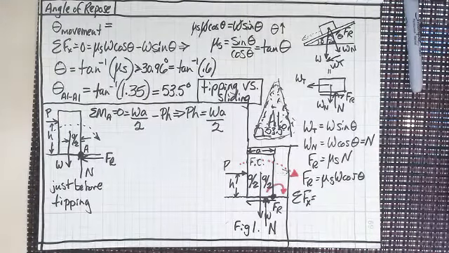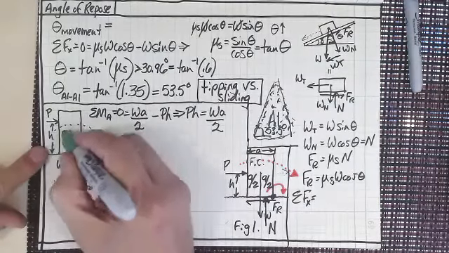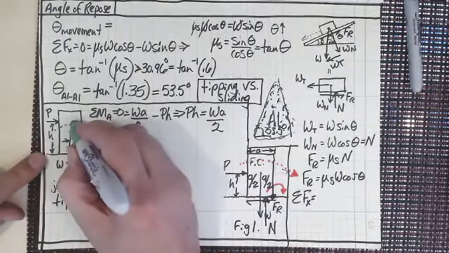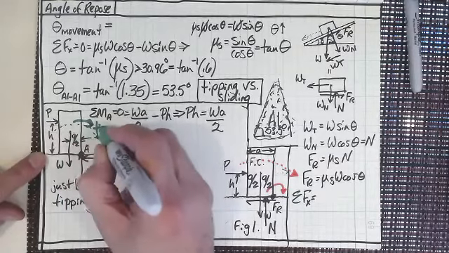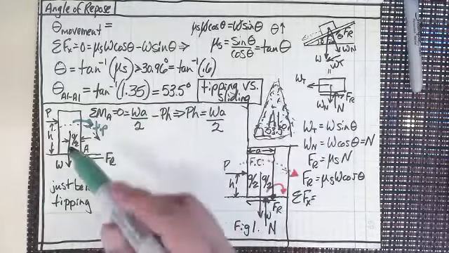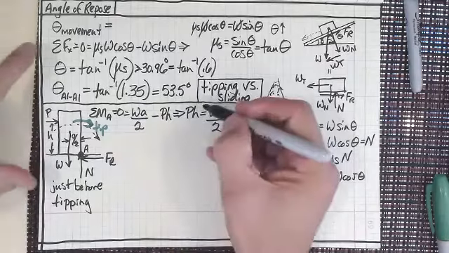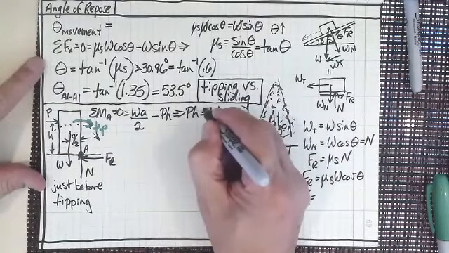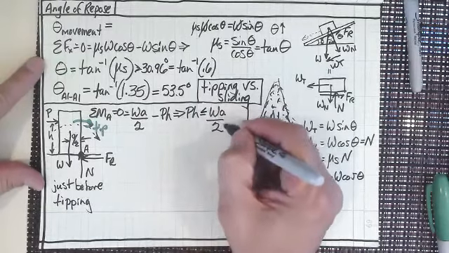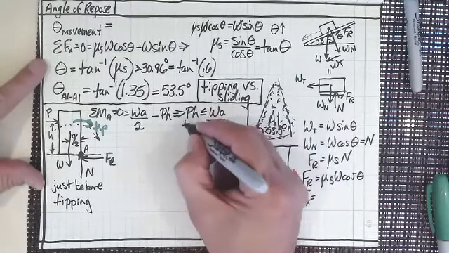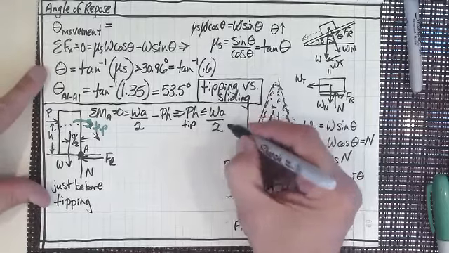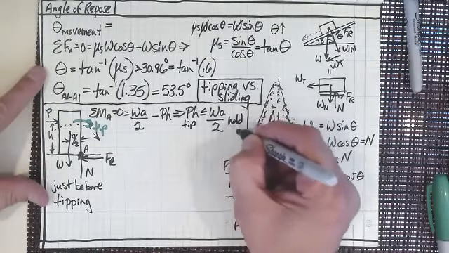So really, what we're seeing here is we've got two different forces opposing one another. We've got one that wants to tip it over, that's the tipper. And then we've got the other one that's holding it down, that's trying to keep it just sliding. So those are our two things. So we really are saying that PH has to be less than WA over 2. PH wants to tip it, WA over 2 wants to hold it down.